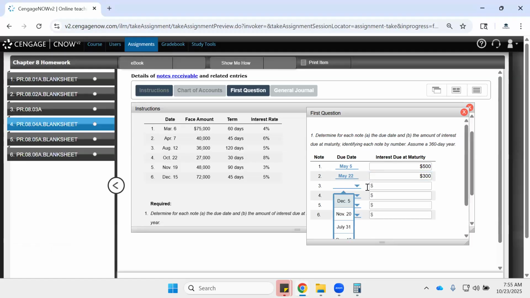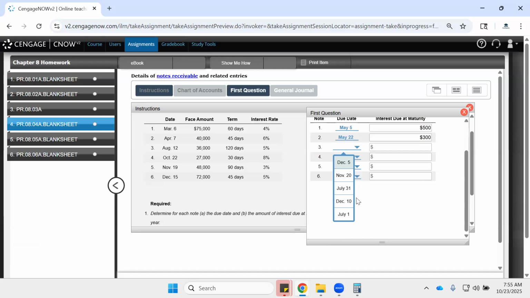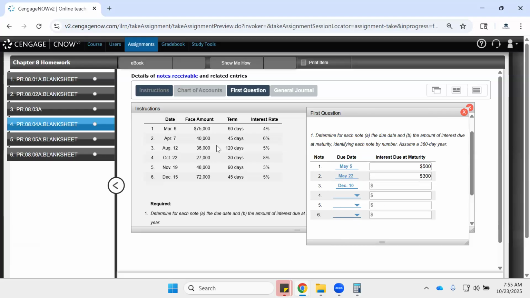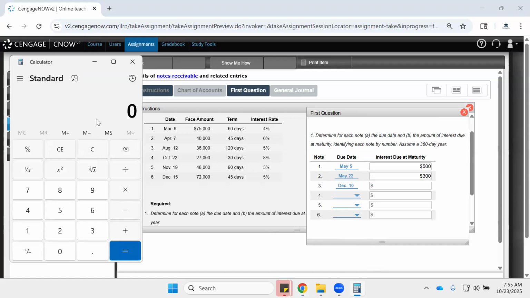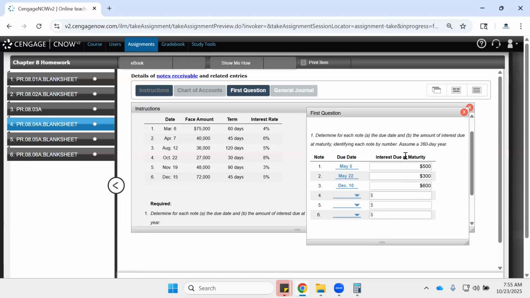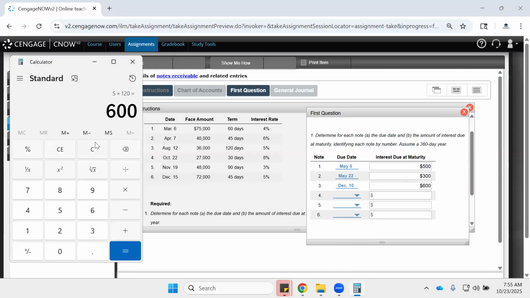And then for the August 12th note, that's due in 120 days. And so our due date is going to be December 10th. And then our face amount is $36,000. We've got to multiply that by our interest rate of 5%, divide by 360, and multiply by 120 days. And we get $600. And we get that 360 from right here. So you always want to make sure that you know how many days the interest is calculated based off of. Otherwise, if it says by months, you could use monthly fractions instead of daily. So dividing by 12, multiplying by the number of months, etc.